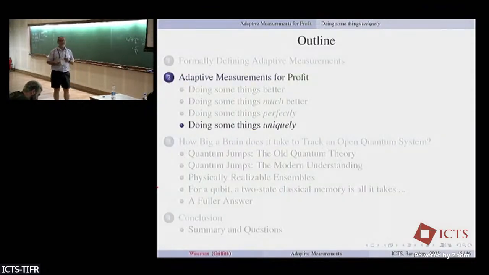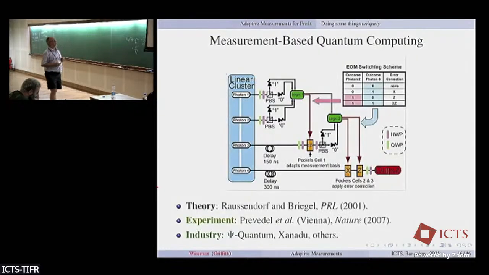And finally, I want to talk about doing some of the things uniquely. In other words, questions which don't really even make sense to ask unless you're thinking about adaptive measurements, or for which the answer would trivially be, no, that's not going to be possible, unless you do things adaptively. And so here, my first example is actually measurement-based quantum computing. This is not an experiment I was involved in any way.